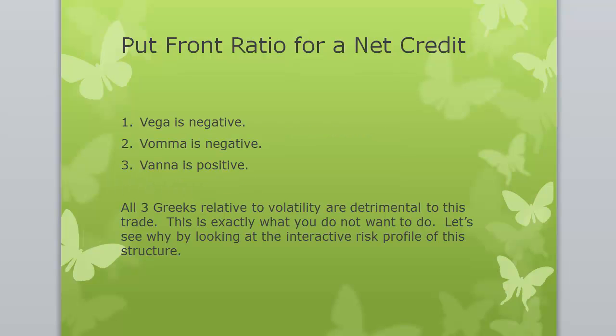Well, in this trade, when you break it down, the three Greeks relative to volatility are all detrimental to this trade. This is exactly what you do not want to do. Let's see why by looking at an interactive risk profile of this trade structure.